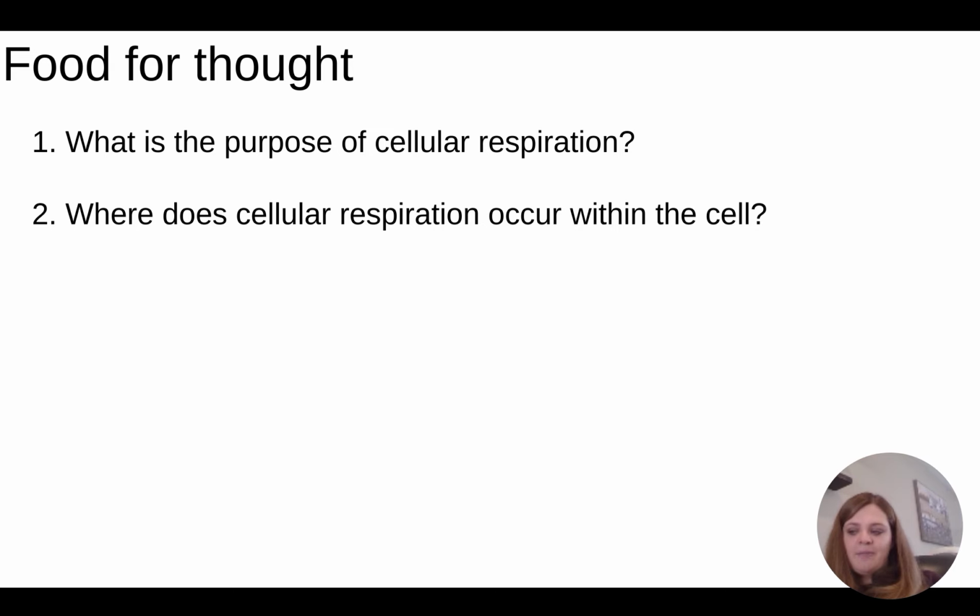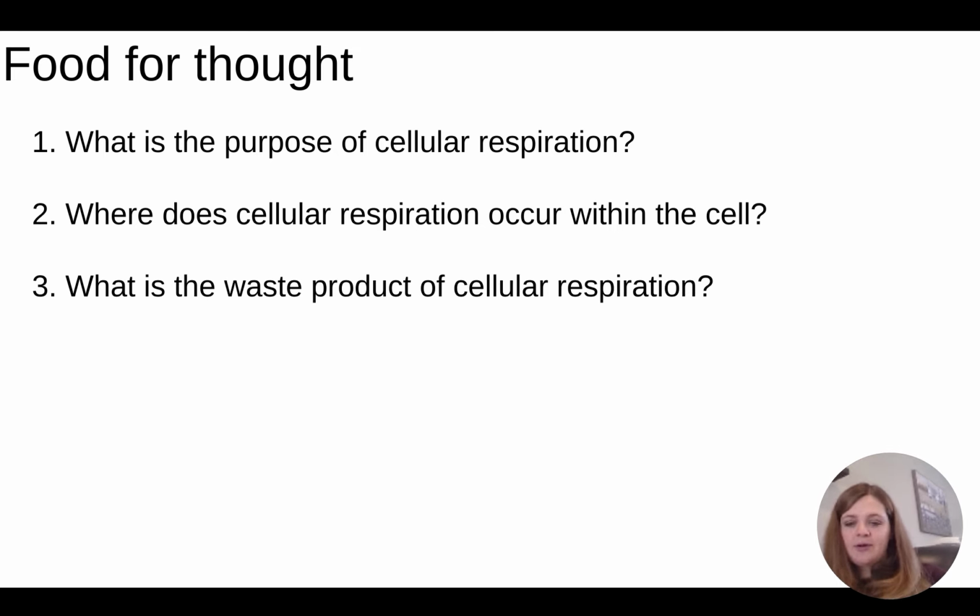Where does this all happen? Now, we might say the mitochondria, but that is not fully true. Steps 2 and 3 happen in the mitochondria, but the first one happens in the cytoplasm just outside the mitochondria. And the third question, what are the waste products of cellular respiration? Basically what is produced. So in these steps we have water and carbon dioxide.